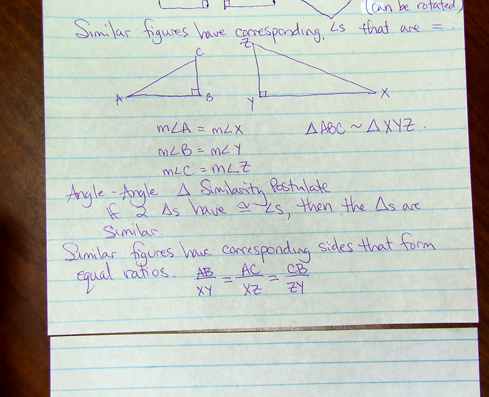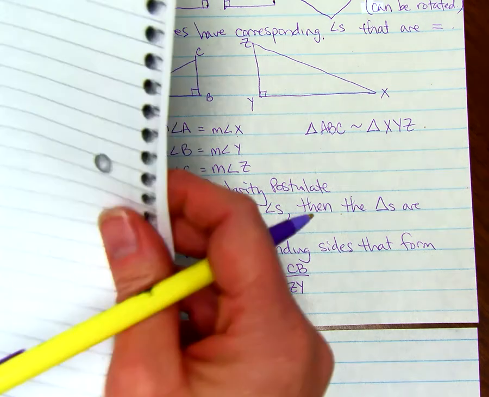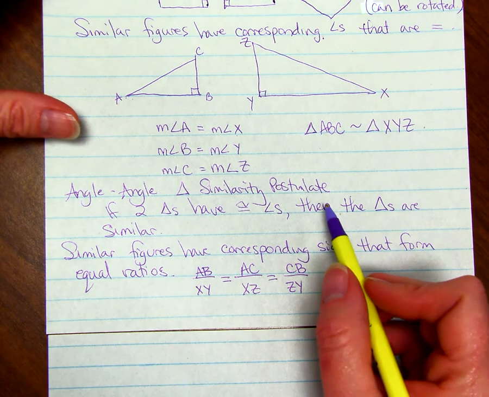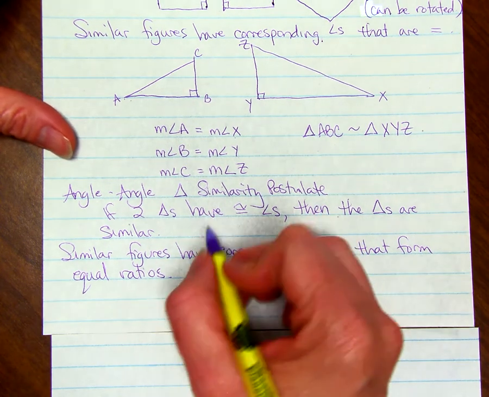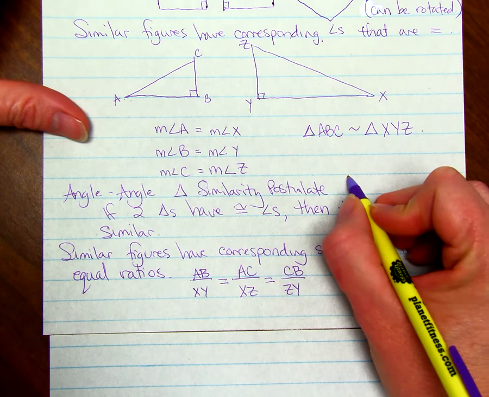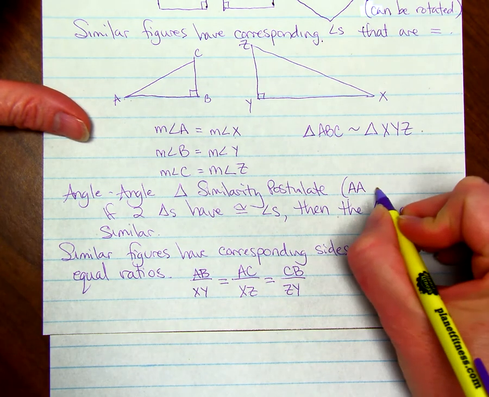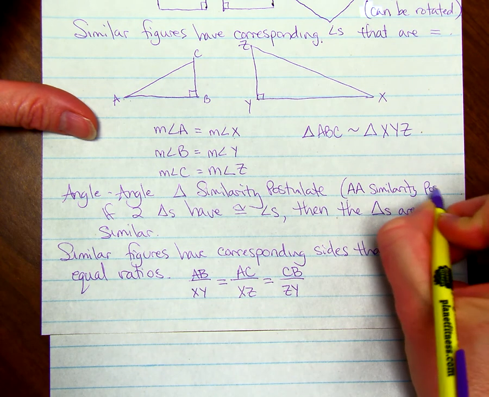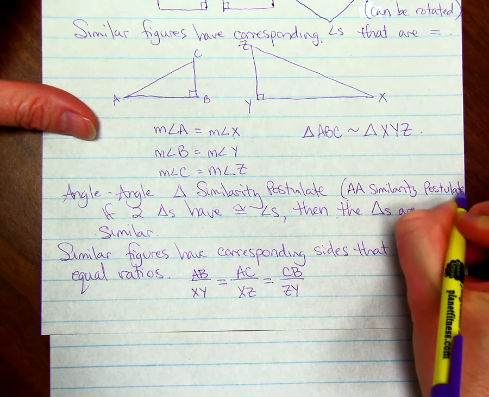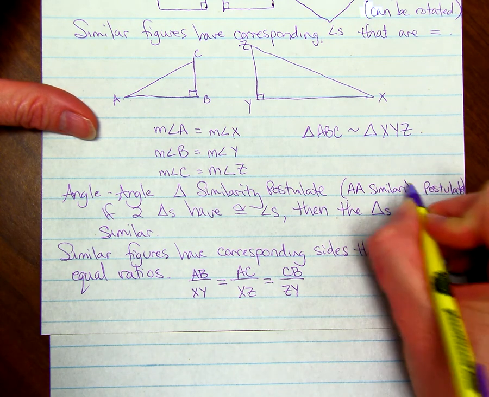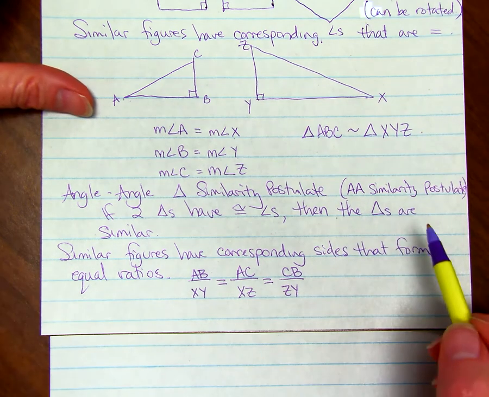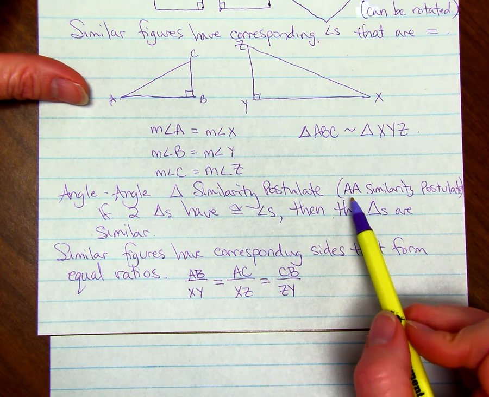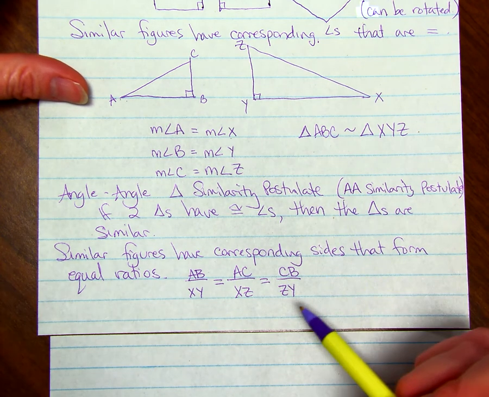We have one more postulate. Oh, I wanted to show you the angle-angle postulate. Come back up here in your notes. We actually call that sometimes, actually let's put it here, the AA Similarity postulate. So if you ever want to use that as a reason why you know two triangles are similar, that way you don't have to write out angle-angle. You can just put AA.